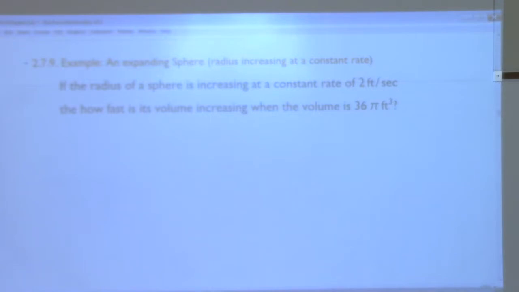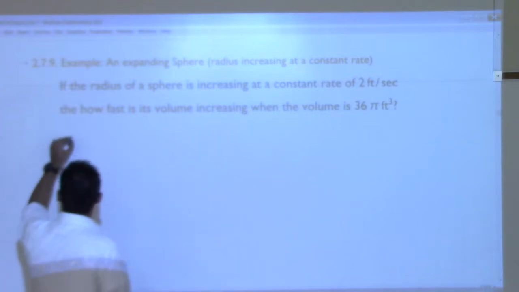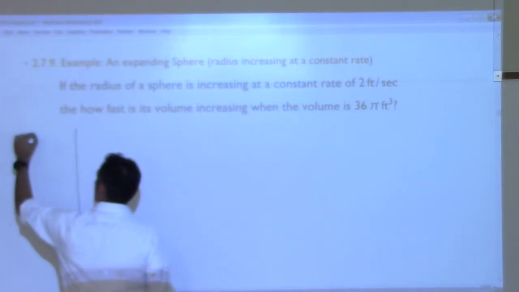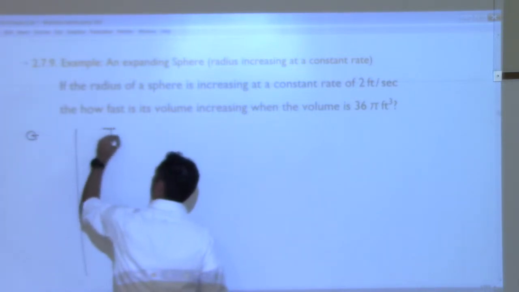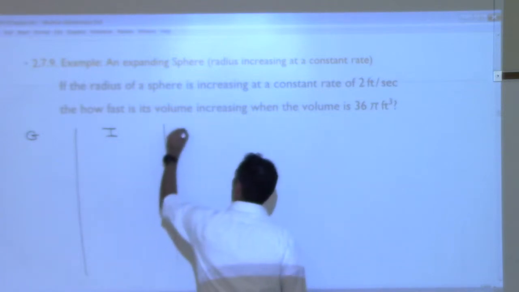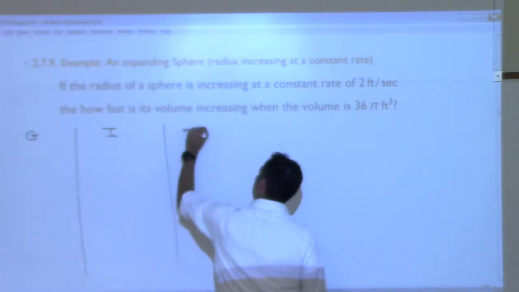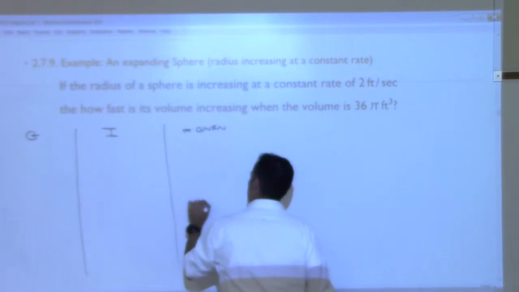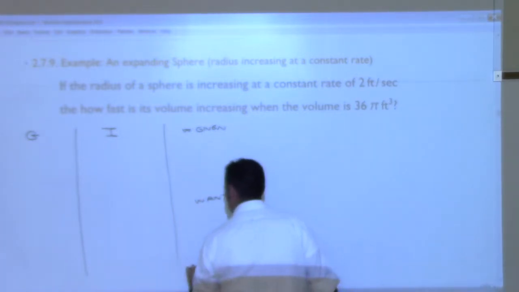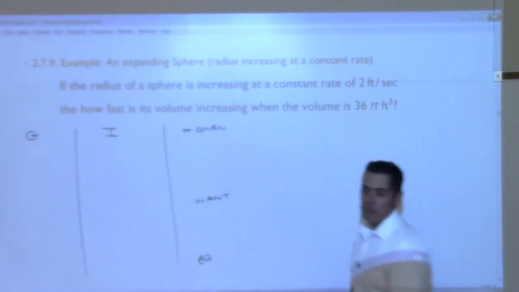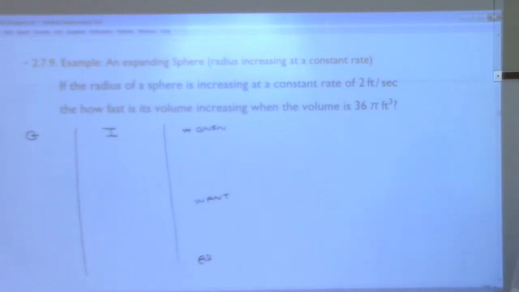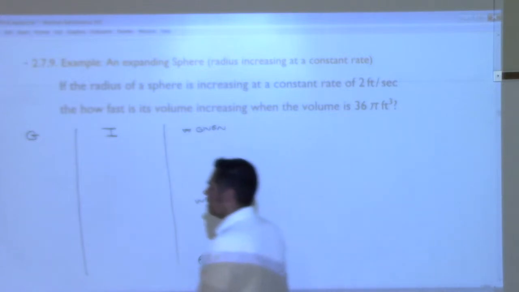All right, well, pictures. General, instant, given, want, equation. All right? My general picture is a sphere, right?